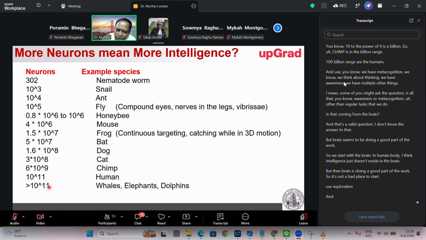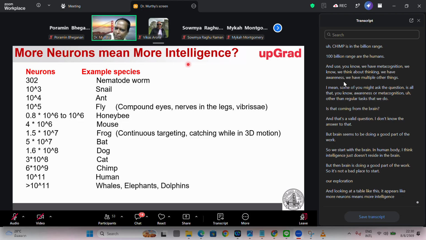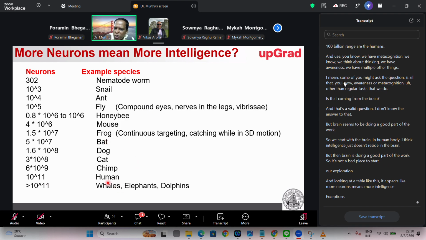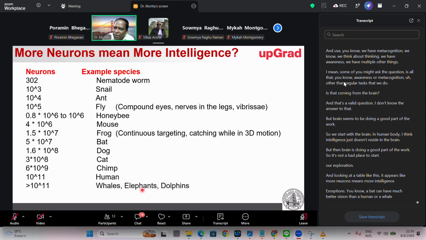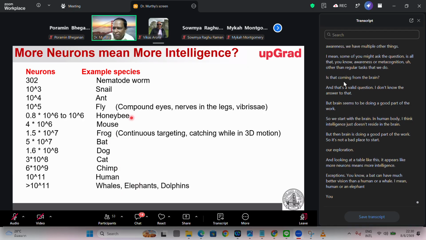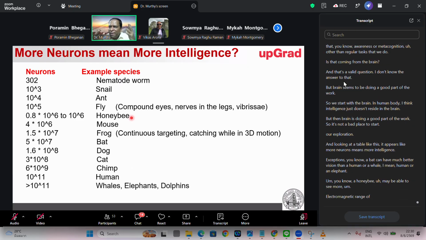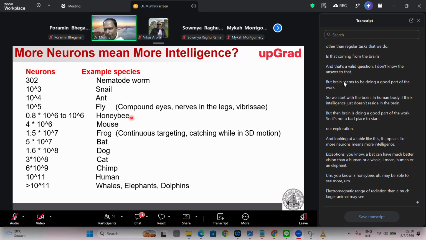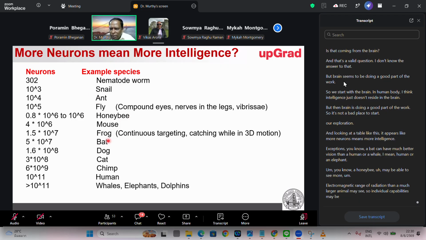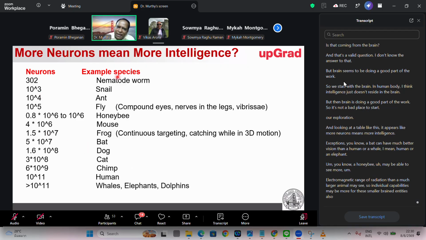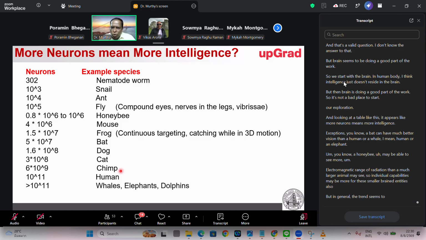And looking at a table like this, it appears like more neurons means more intelligence. Exceptions, a bat can have much better vision than a human or an elephant. A honeybee may be able to see more electromagnetic range of radiation than a much larger animal may see. So individual capabilities may be more for these smaller brained entities also. But in general, the trend seems to be more neurons, more intelligence.